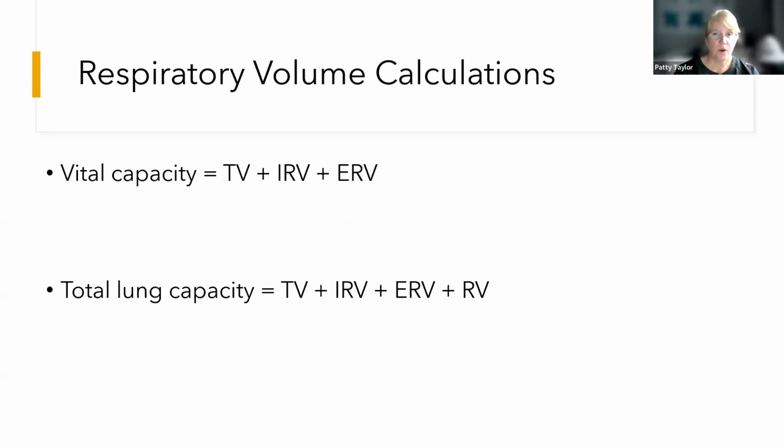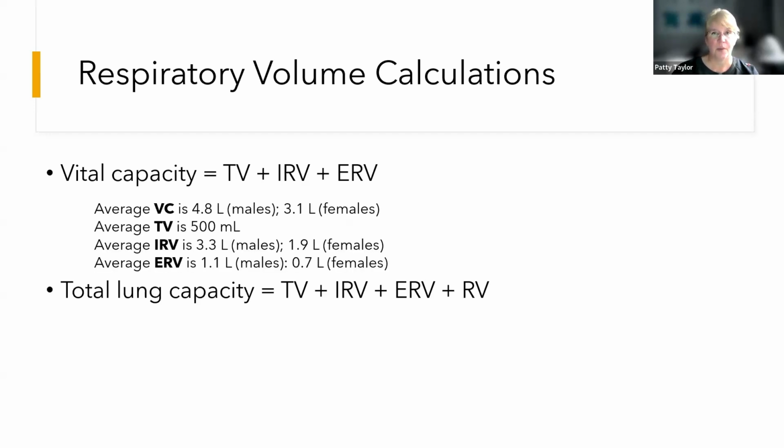So here are those equations written out. Notice we've abbreviated all of those capacities here, or volumes that we're measuring. Just talking about some averages. Average vital capacity in a male is around 4.8 liters. Females, a bit less, around 3.1 liters on average. For both males and females, however, the normal tidal volume is around 500 milliliters of air. That's about a half liter that we can exchange just with normal quiet breathing.